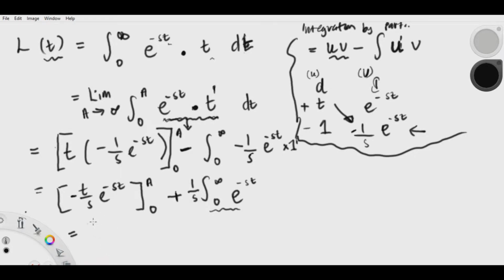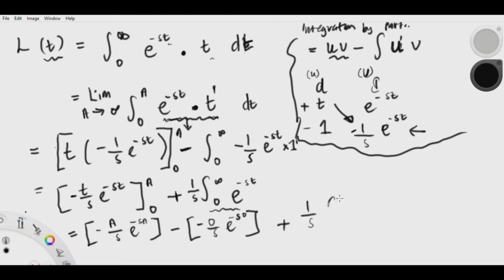If I plug in the limits here, I'll have one bracket where I'm replacing a with the variable, and the variable here is t, okay? So I get a over s, e minus sa, minus 0 over s, e minus s to the 0, plus 1 over s, infinity, 0, e minus st.